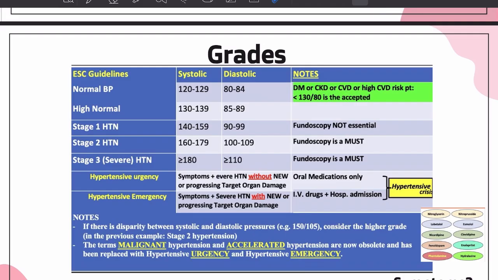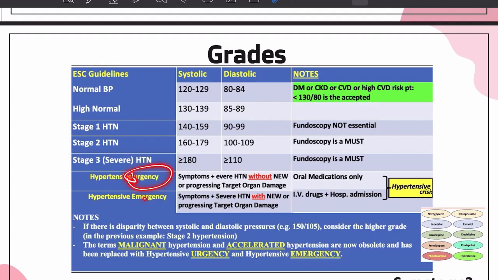Now, in hypertensive crisis, it's very important to look at the organ damage. If someone comes to the hospital with a blood pressure above 180 or above 110, from the first reading you diagnose them with hypertension, and you look at the organ damage. You do a fundoscopy and you look at different aspects of the body. If there is organ damage, this is what we call a hypertensive emergency, and you administer IV drugs and put the patient in the hospital. If there's no organ damage, but it's still above 180 or 110, we call it an urgency.